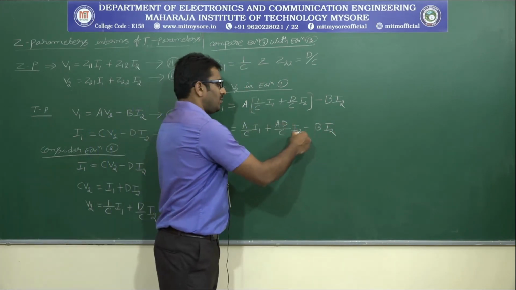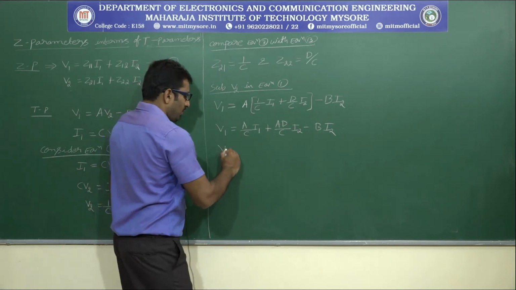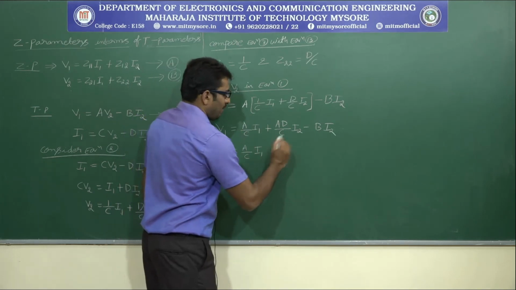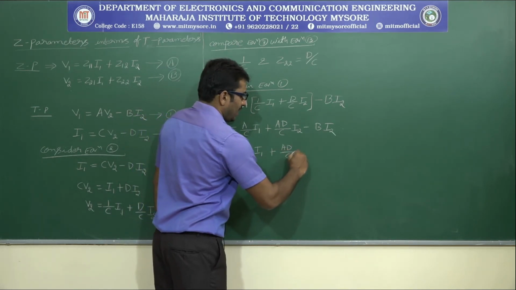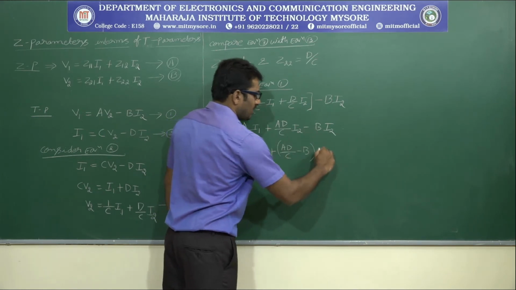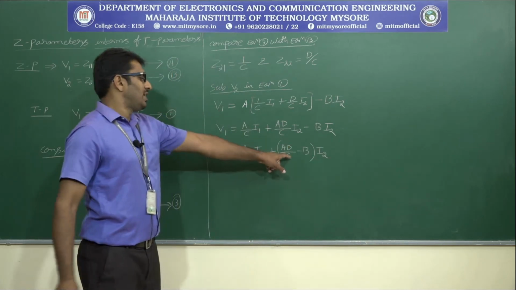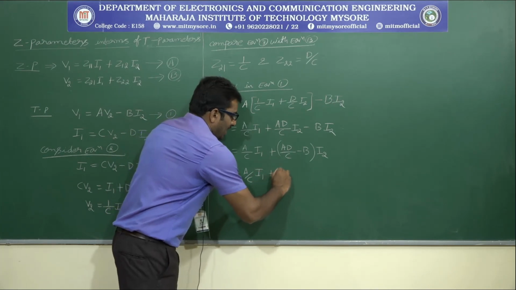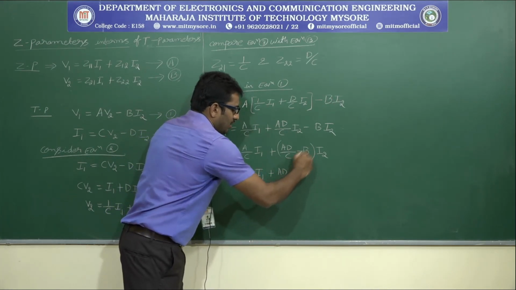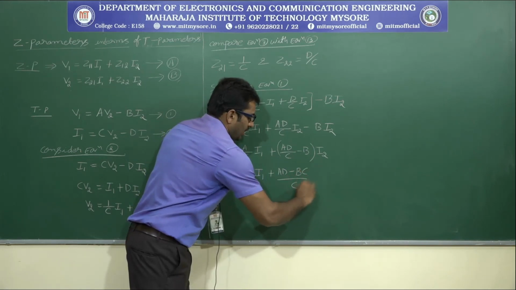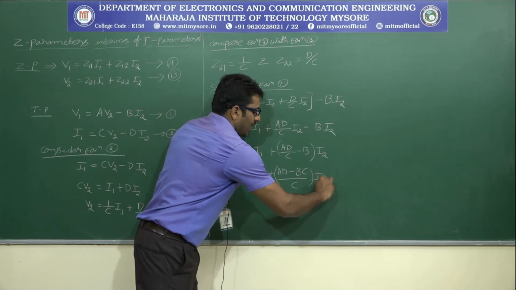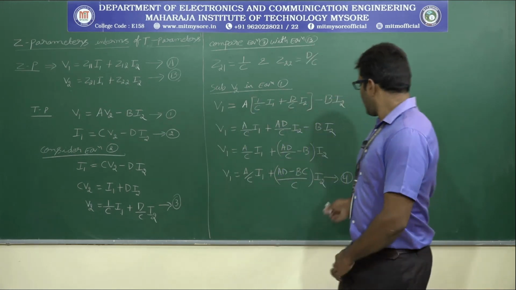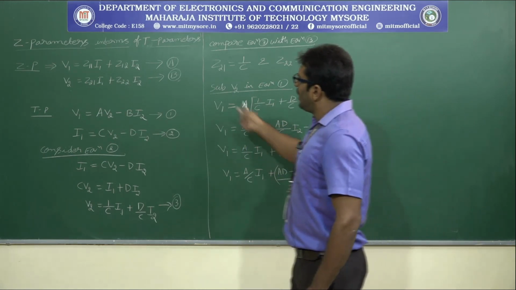Just look at these two terms. I2 is a common factor. Therefore, V1 is equal to A by C I1 plus AD by C minus B, into I2. Just simplify this by taking the LCM. V1 is equal to A by C I1 plus AD minus BC, whole thing divided by C, into I2. Call it equation 4. Is it clear?